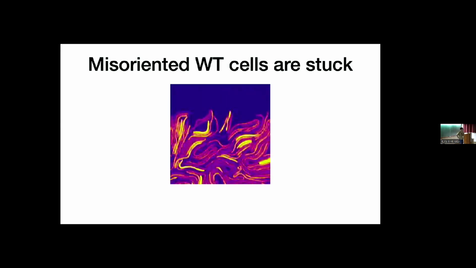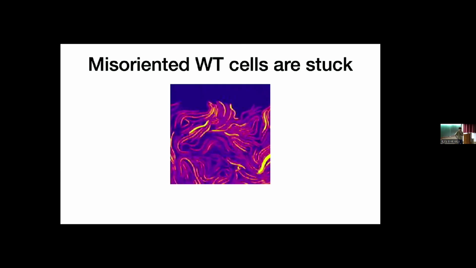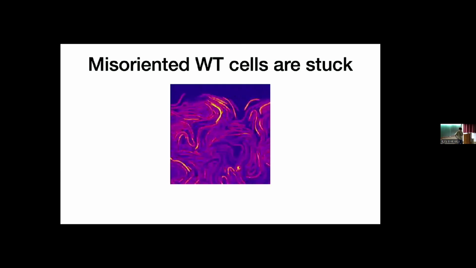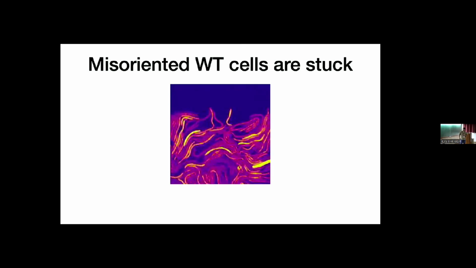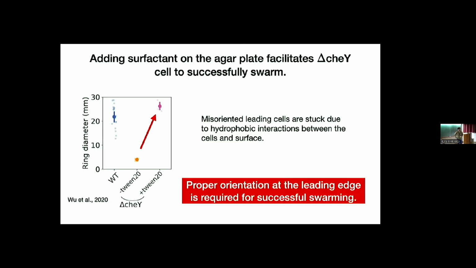We suspect that this kind of behavior is due to hydrophobic interaction between the surface and the cell. So we applied a surfactant to reduce the surface tension between the cell and the surface, to see the change in swarming in delta CheY cells. We measured the ring diameter of delta CheY in the absence of surfactant. It showed a small ring. But once we added the surfactant to the agar plate, it spread more than wild type. So the swarming is recovered.